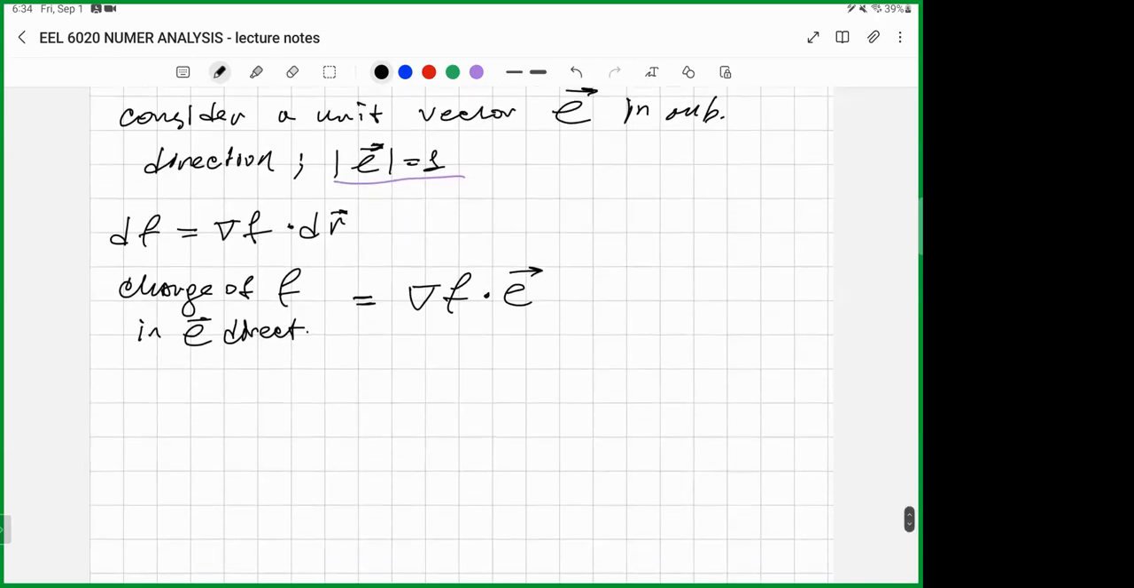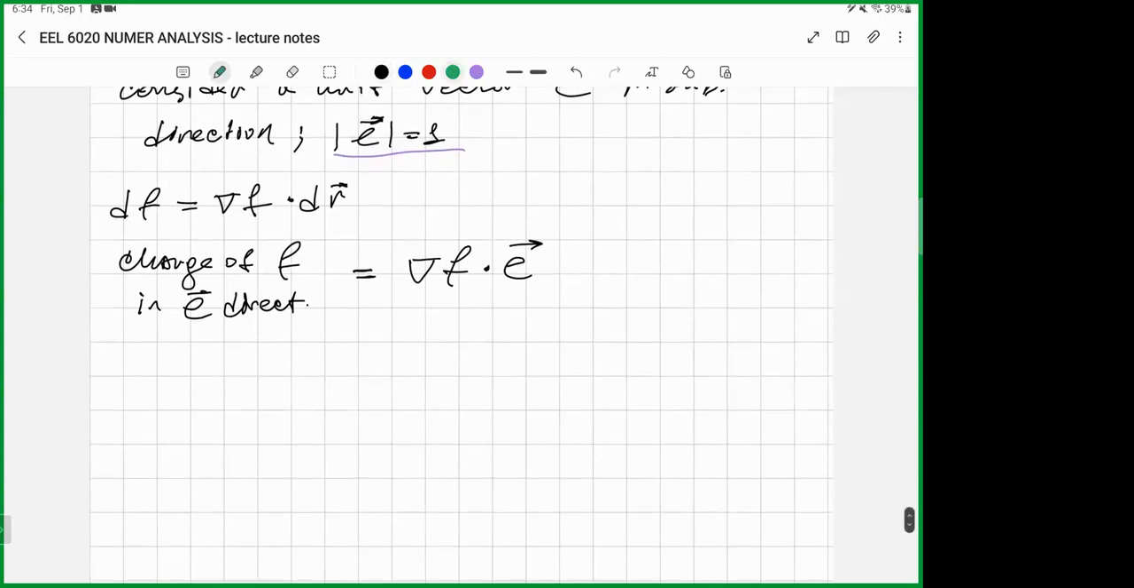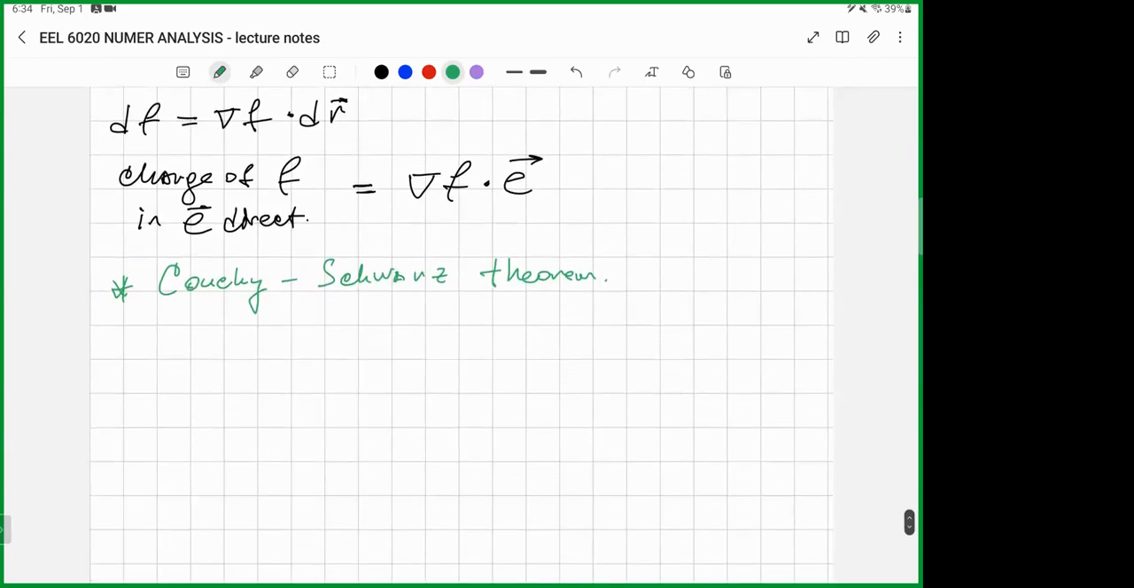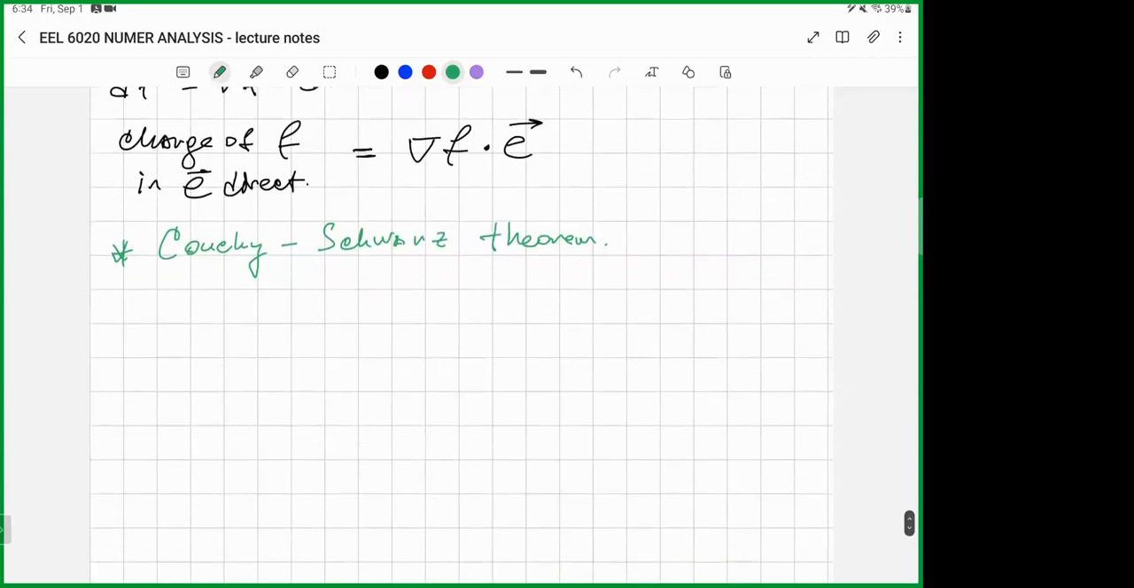Vector E. So at this point, we need to recall the Cauchy-Schwarz theorem. Cauchy-Schwarz theorem. Very simple theorem, and actually we already mentioned this today.